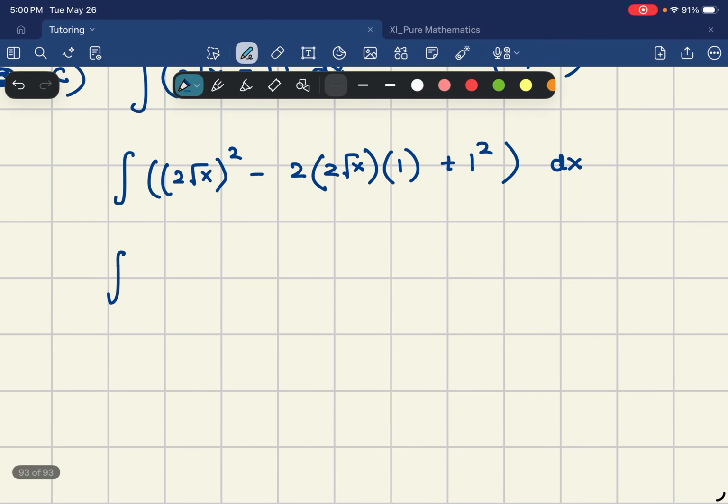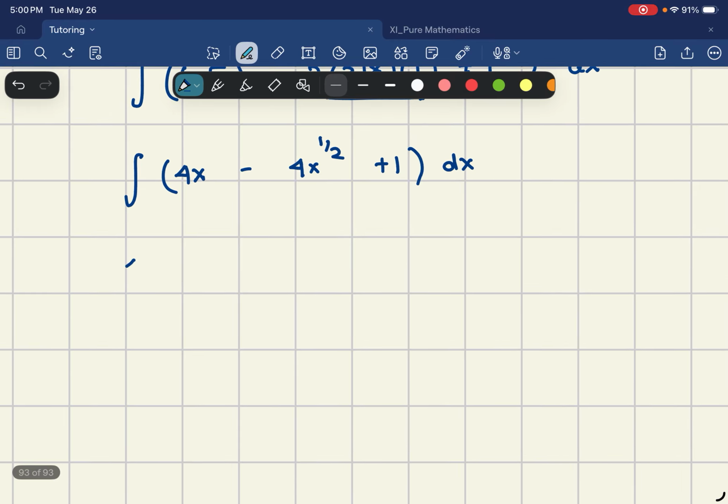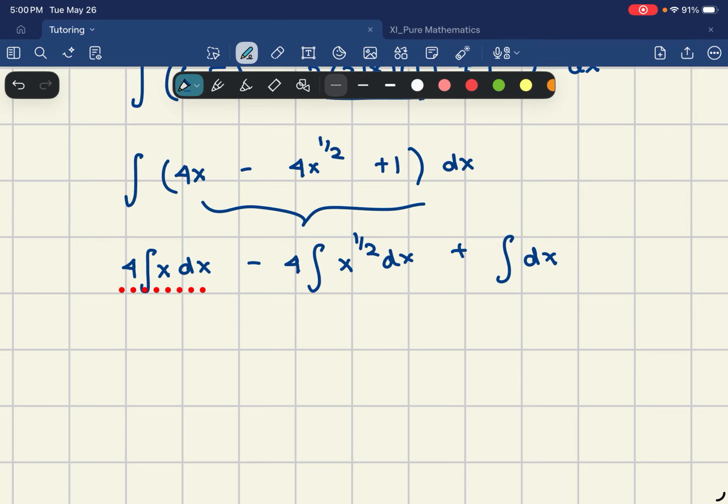So now if you simplify this, you get 4x, right? 2 squared is 4. Square root of x squared is x. Minus 4 root x from my middle term plus 1. And root x, I can write it as x to the power half. So now I can write this as 4 root of x dx minus 4 x to the power half dx plus dx. So I'll leave you to figure out how you get here.